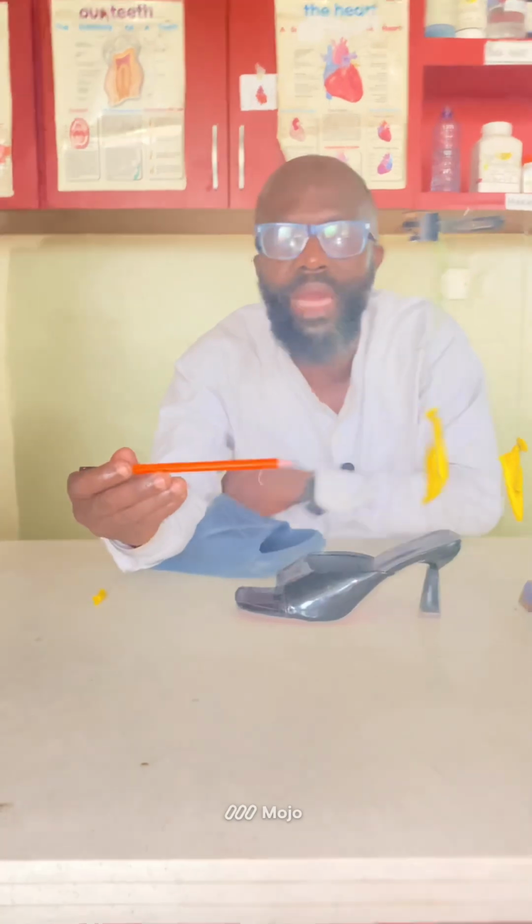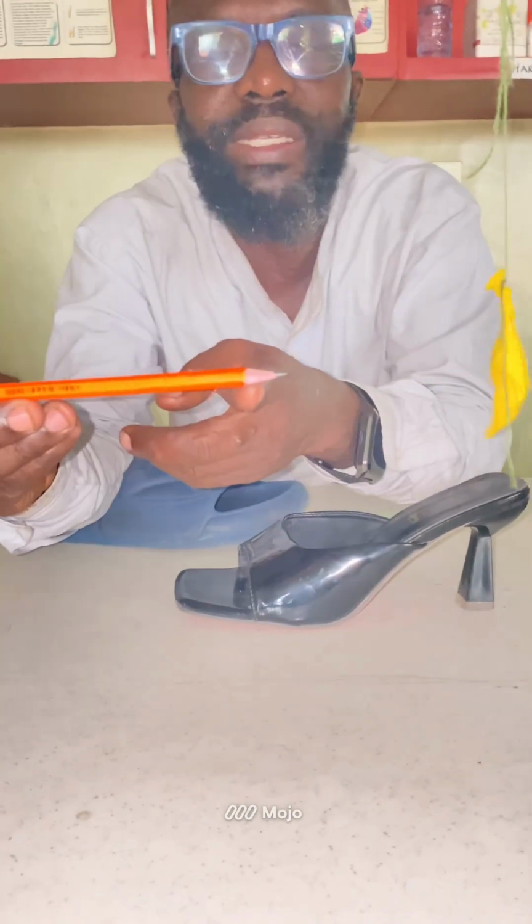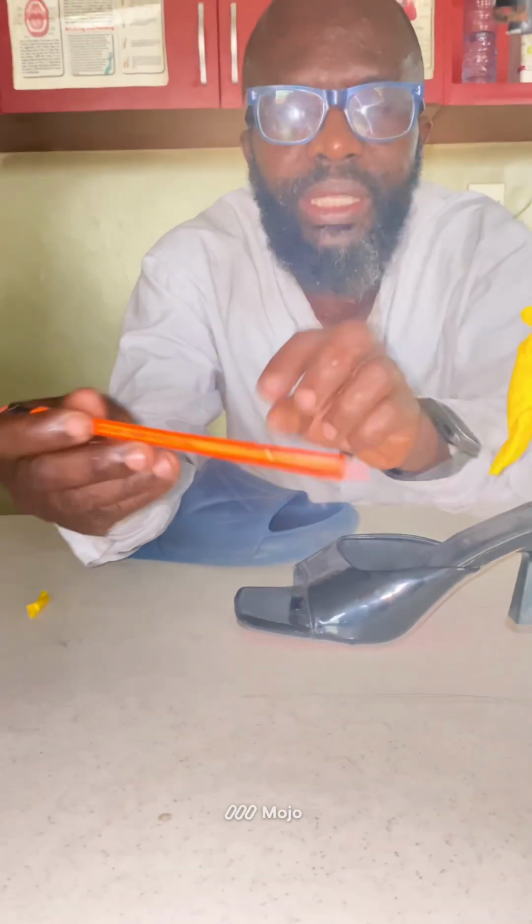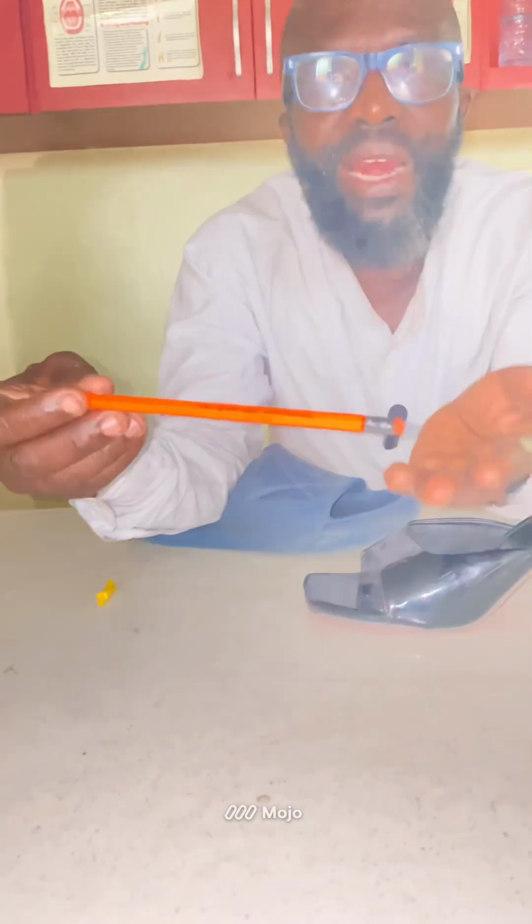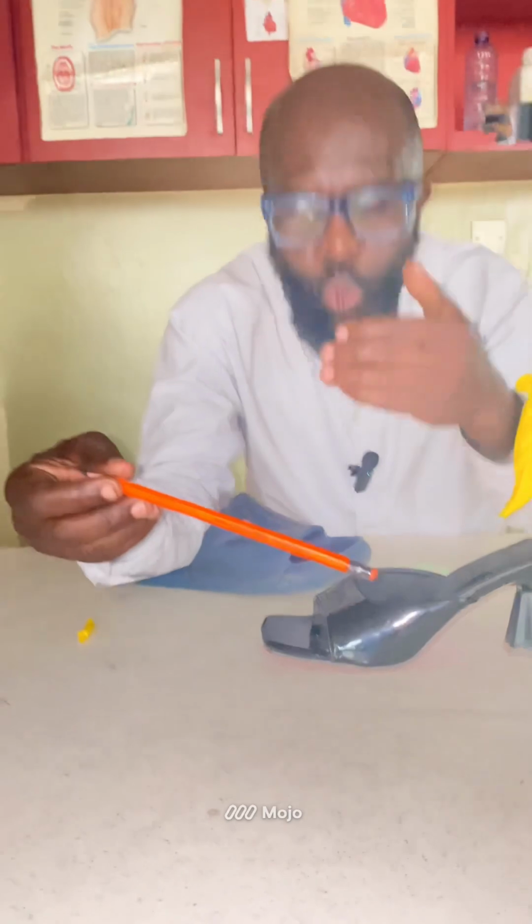Now let's take a look at this pencil. So now you can see that the tip here is much more pointed than where the eraser is. That is why the pressure exerted was much greater.